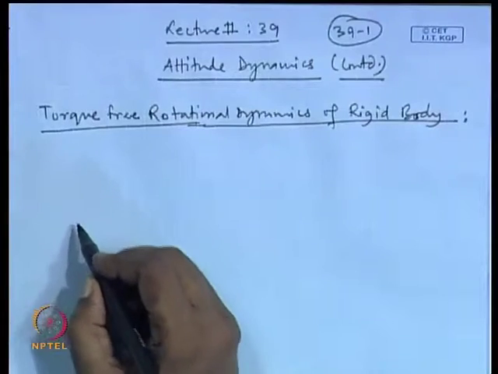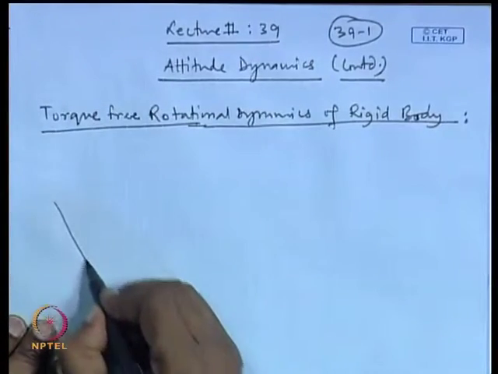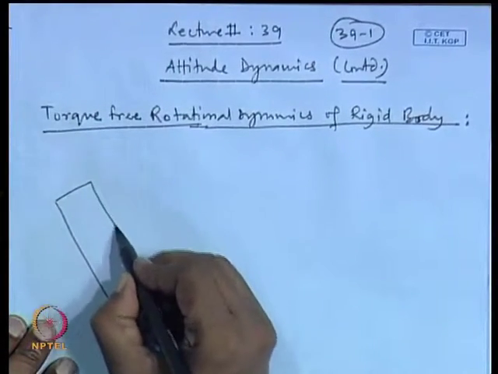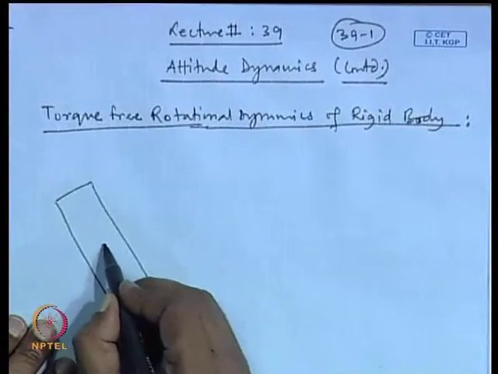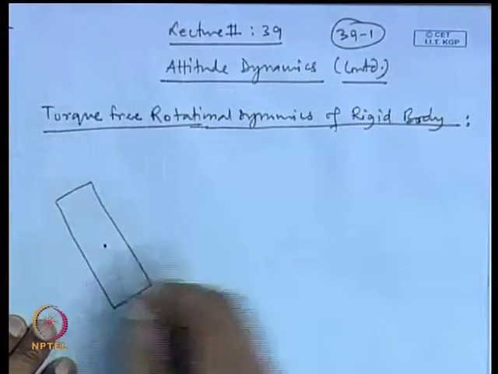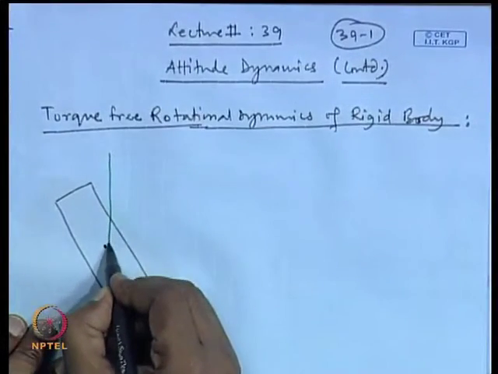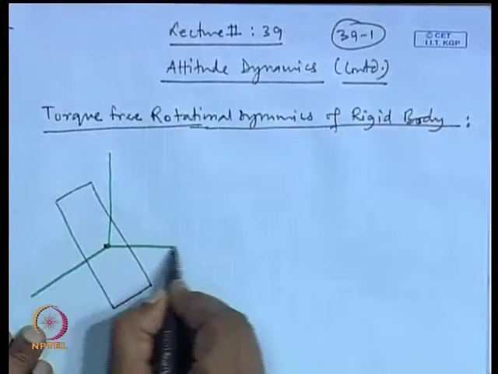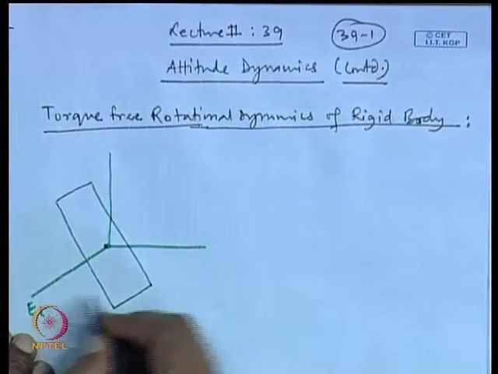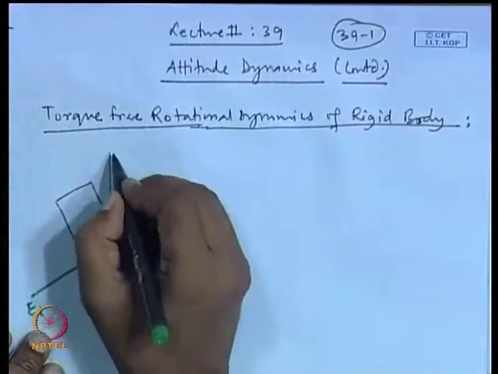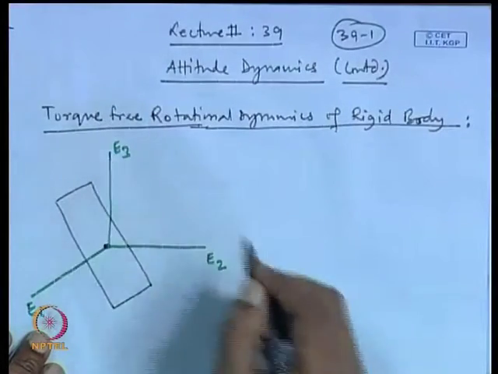We have been discussing attitude dynamics. In that context, we started with the torque free rotation of a rigid body. So, let us consider the case where a cylinder is given, with E1, E2 and E3 as the inertial reference.